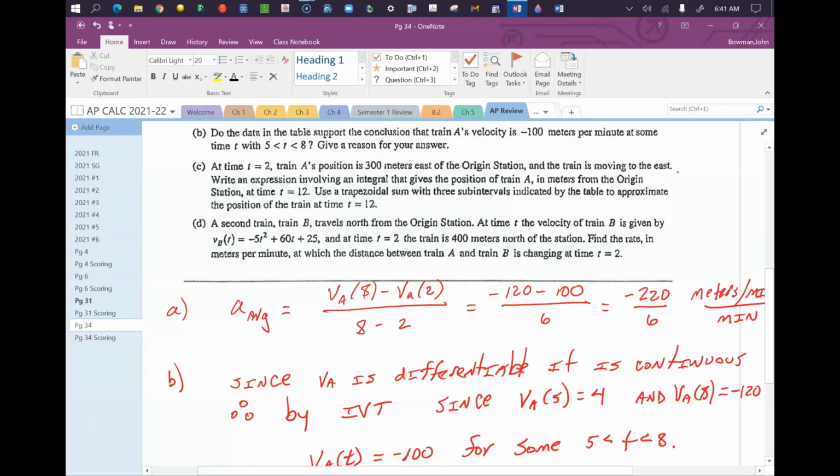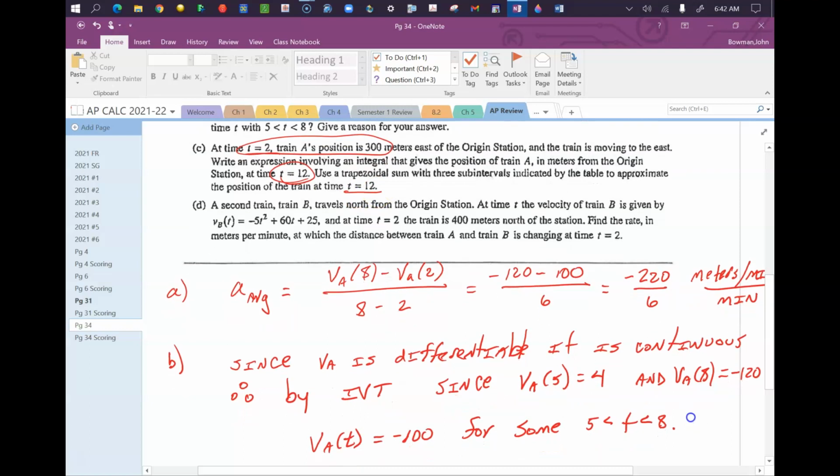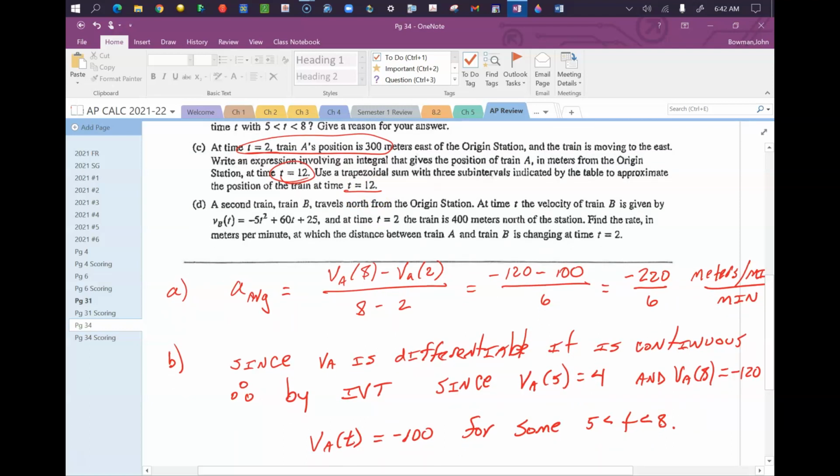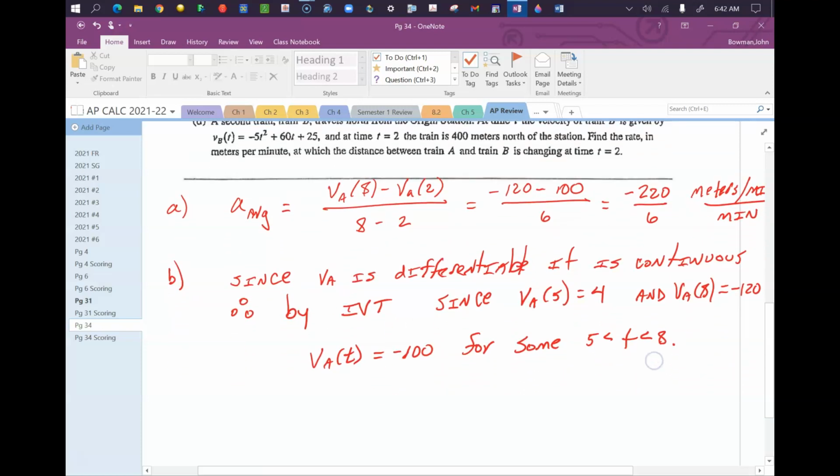Write an expression involving an integral that gives the position of train A in meters from the origin station at time t equal 12. Use a trapezoidal sum with 3 subintervals indicated by the table to approximate the position of the train at time t equal 12. So let's start out with the integral expression, and then we'll work on finding the trapezoidal sum.